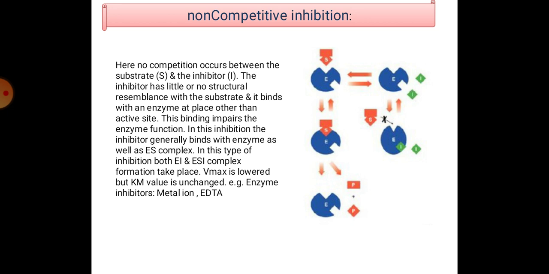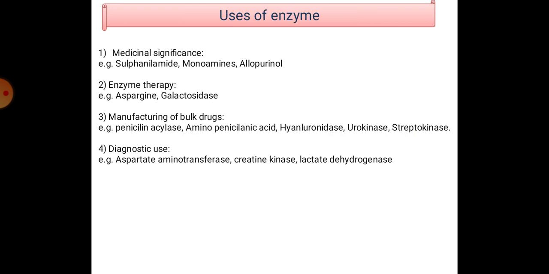Velocity maximum is lowered, but the velocity constant value is unchanged. For example, enzyme inhibitors are metal ions, EDTA, etc. Next is the use of an enzyme. There are 4 types of use of enzyme.